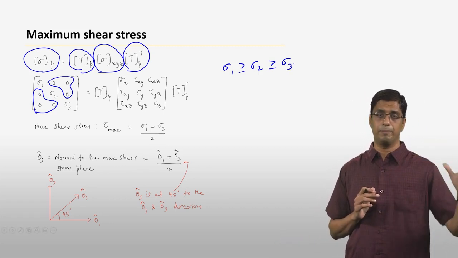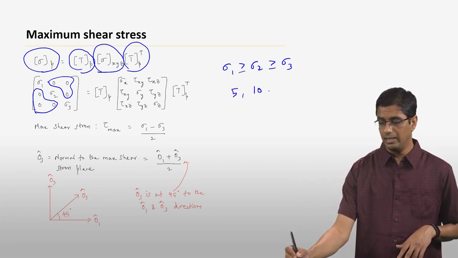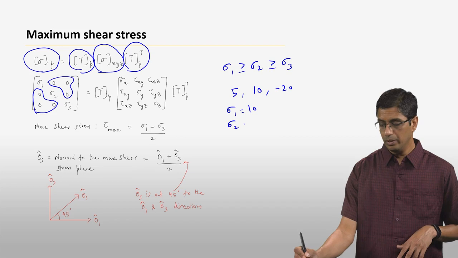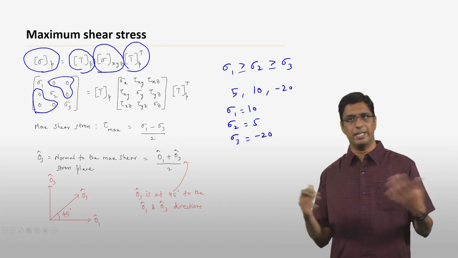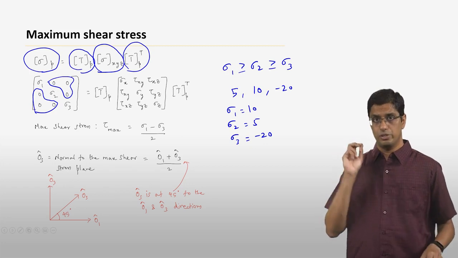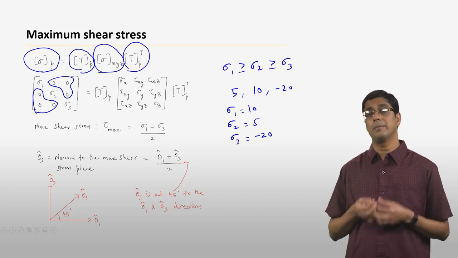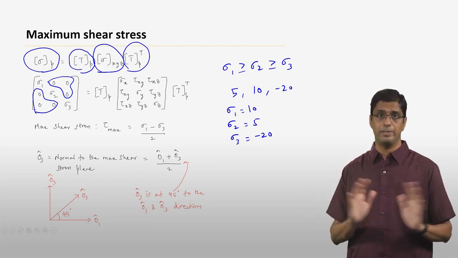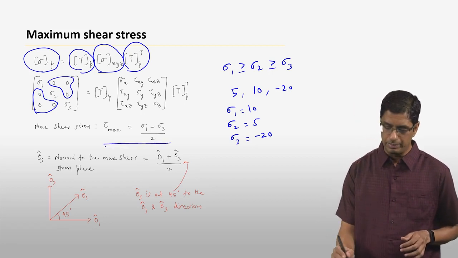So for example, if you have three principal stresses, say 5 and 10 and minus 20, then your sigma 1 will be 10, sigma 2 will be 5, and sigma 3 will be minus 20. It could be minus 20 MPa, minus 20 gigapascal, it doesn't matter. That is how you order them. Sigma 1, sigma 2, sigma 3 is usually the notation that we use for principal stresses. Sometimes it's also mentioned as sigma P1, sigma P2, and sigma P3. So I want you to be comfortable with all the notations. Now, this is how you find the maximum shear stress from the principal stresses.